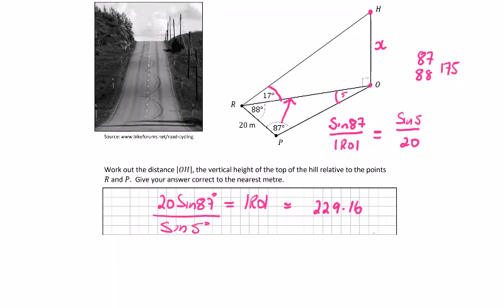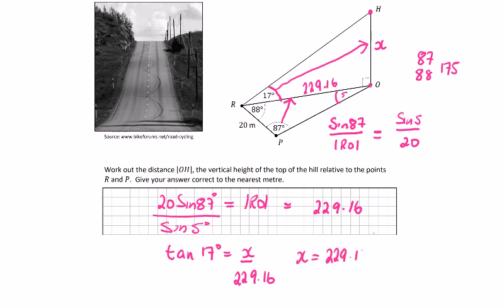So now we have this 229.16 in a right angle triangle. We're looking for opposite. We have adjacent, so the tan of 17 is equal to O over A, X over 229.16. So X is equal to 229.16 by the tan of 17. Correct to the nearest meter, it's given 70.06 on a calculator, so X is equal to 70 meters. Nice easy intro to this question.